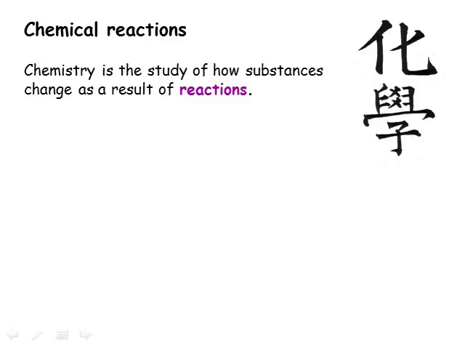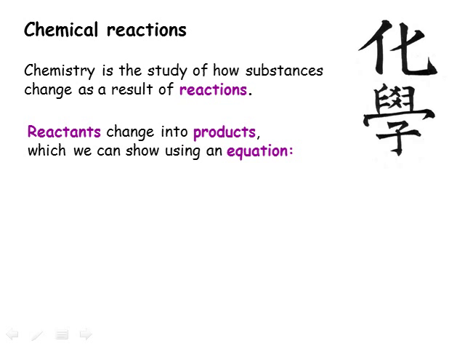Chemistry is all about reactions. A reaction is a process of change in which substances turn into different substances. The Chinese for chemistry is shown here. The top symbol is the symbol for change, and the second one is the symbol for study, so chemistry is literally change study. A reaction changes substances known as the reactants into substances known as the products.